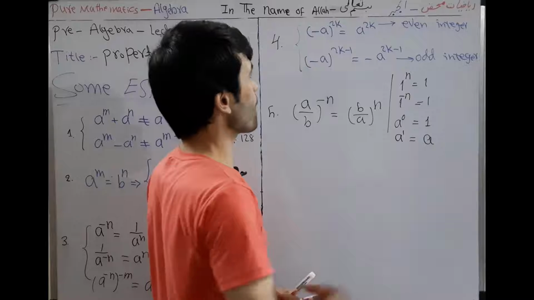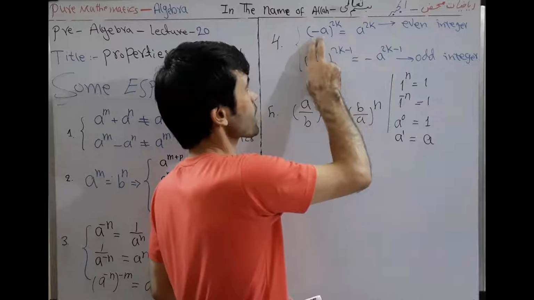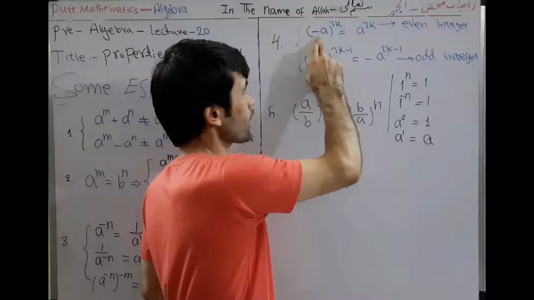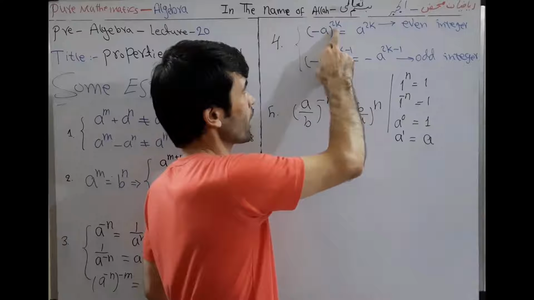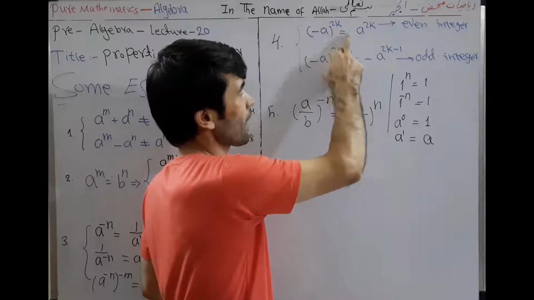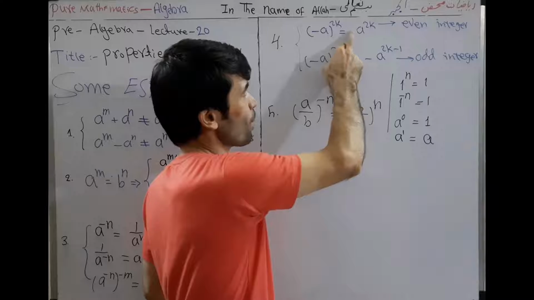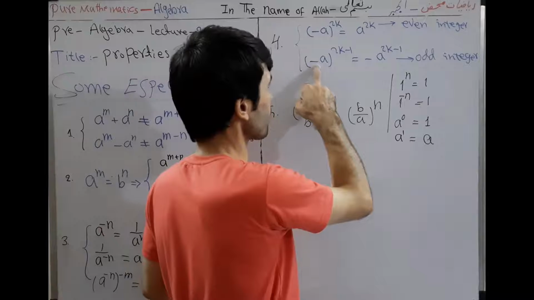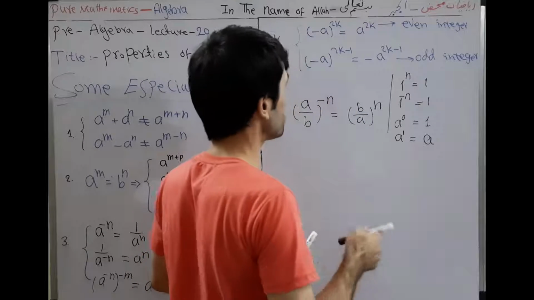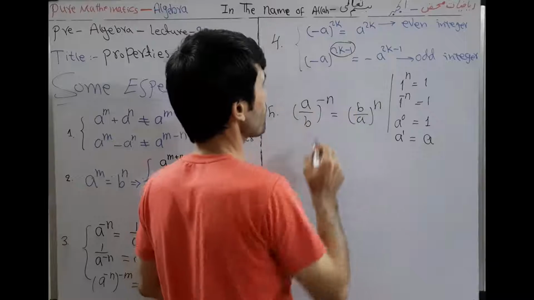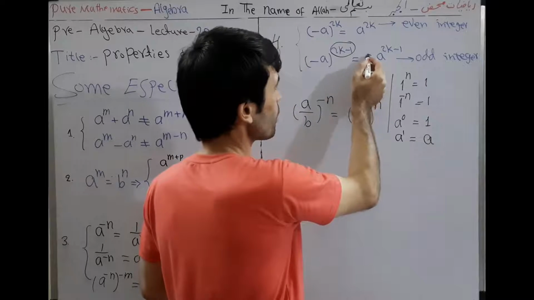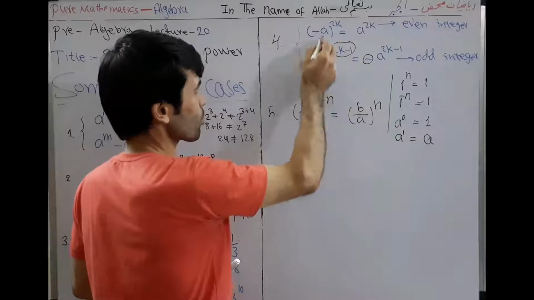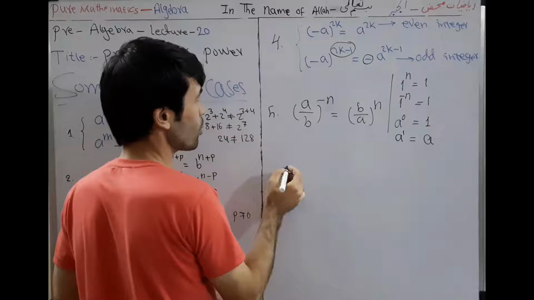Here is another important result: minus a, whole to the power 2x, is equal to a to the power 2x. If the base is a negative number and the exponent is an even number, then the result will become positive, plus. If the base is a negative number and the exponent is an odd number, then the result will be negative, minus. We should remember these two important rules.